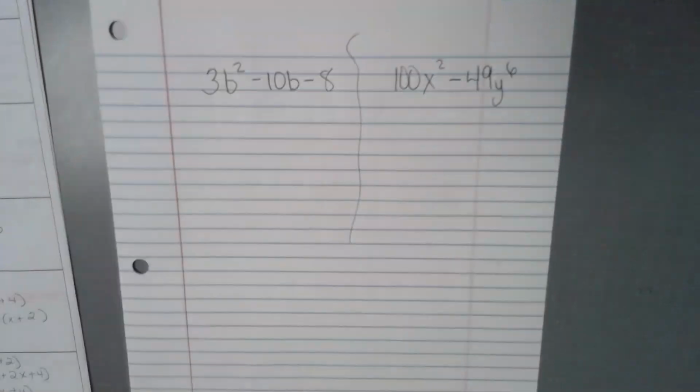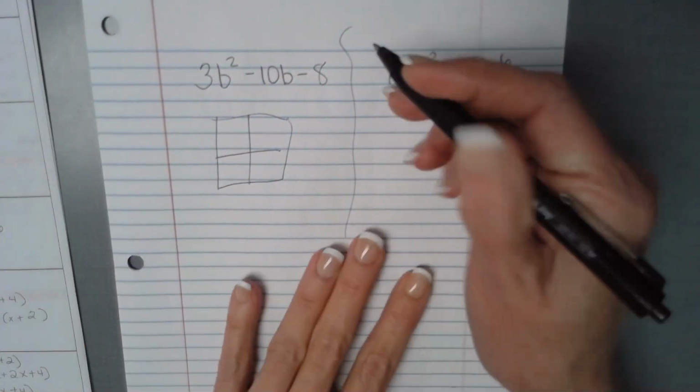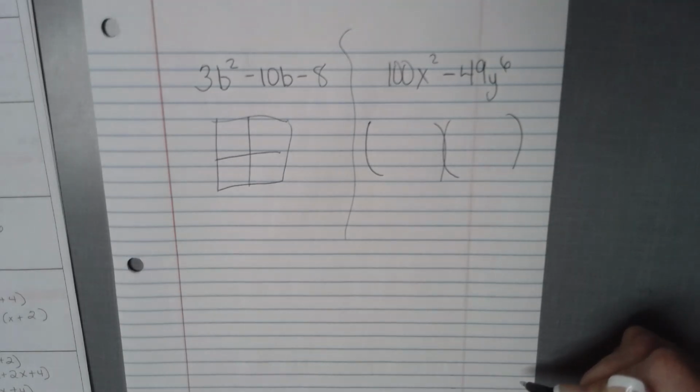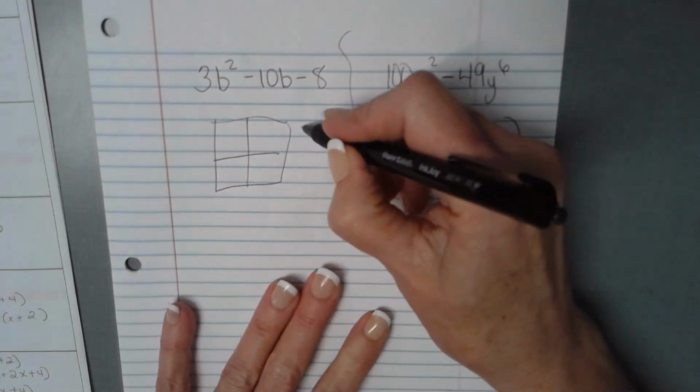Okay. So, on the left, do I need to pull out a negative 1? Nope, because the b squared term is not negative. Is there a greatest common factor between 3, 10, and 8? It is not, and there's not b. So y'all, you just go straight to your factoring method. This right here, if you know the pattern, you do not need to do a thing. This is difference, and these are perfect squares.